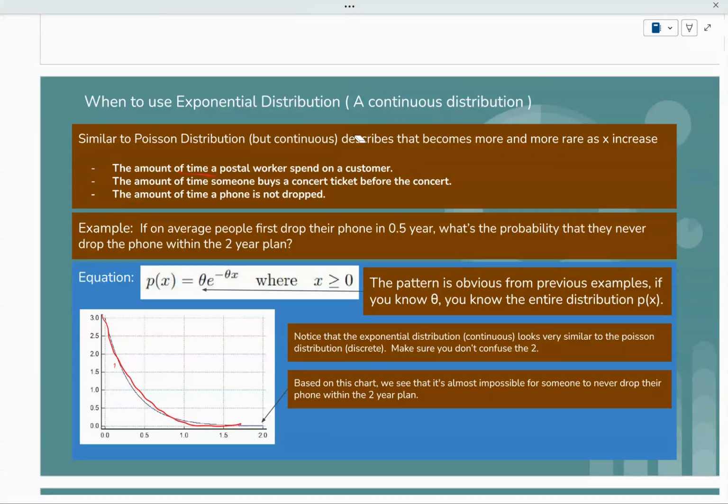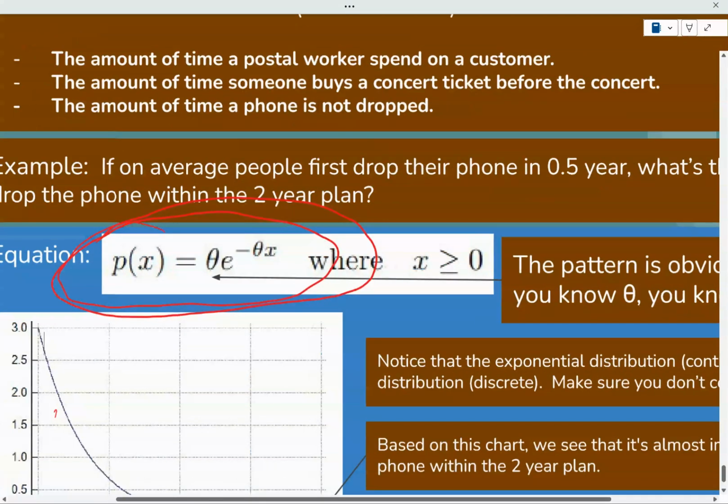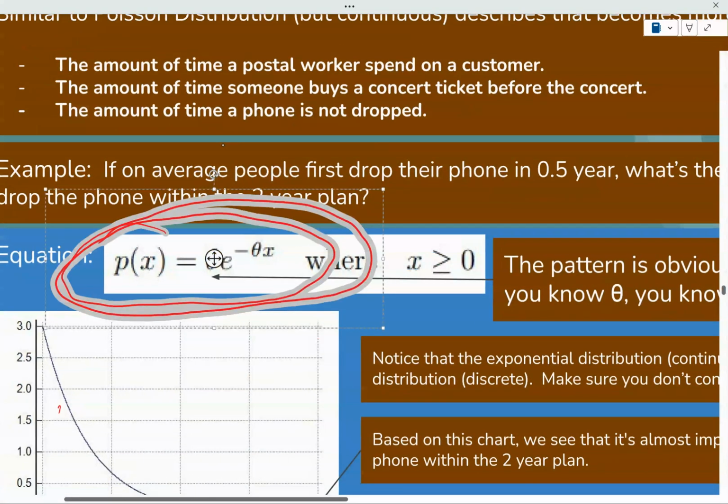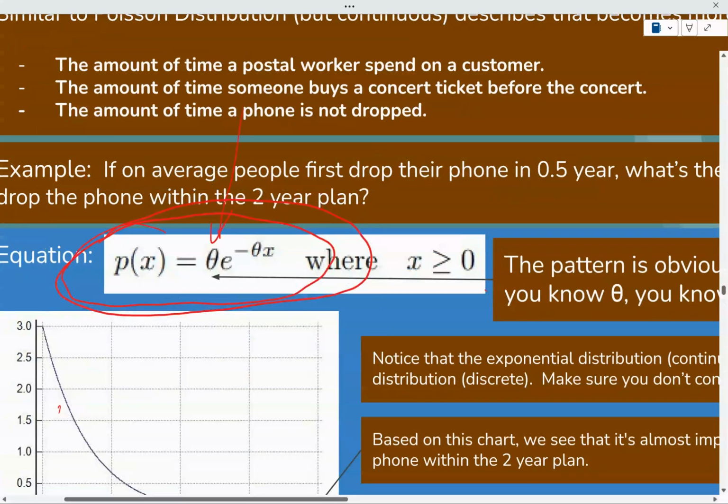Okay. So, for example, if on average people drop their phone for the first time in half a year, what is the probability that they never drop the phone within the 2-year plan? Okay. So that's an example of a problem you can solve. And the equation for exponential looks like this: theta e to the minus theta x. And at this point, you know the pattern. Once you recognize it's an exponential distribution, you just need to figure out what theta is.